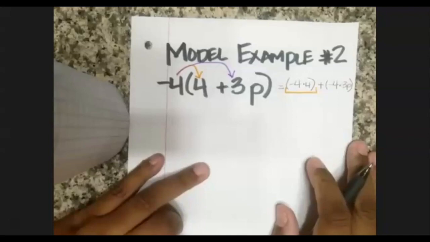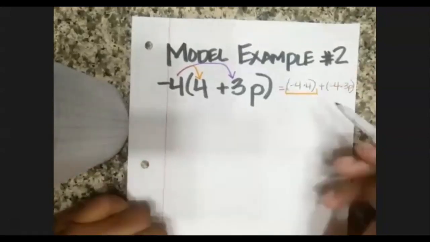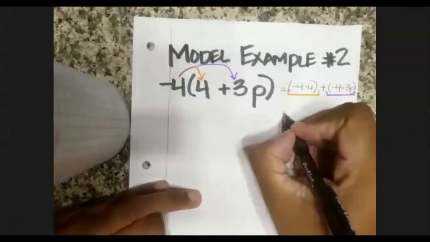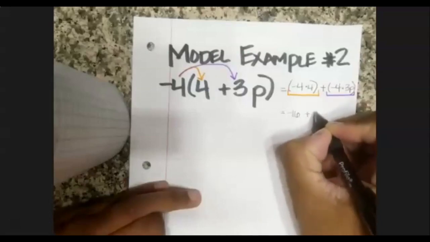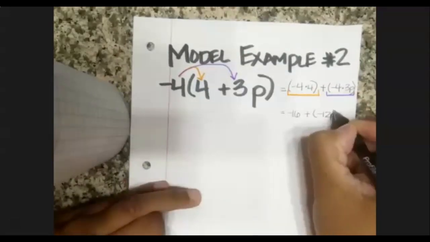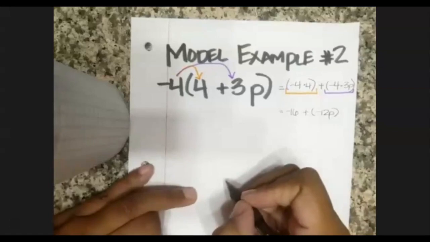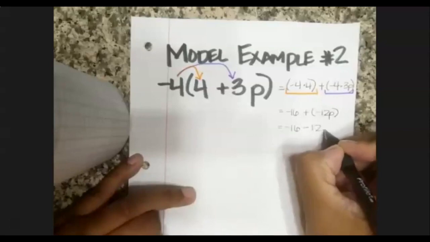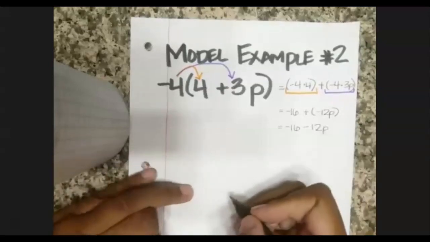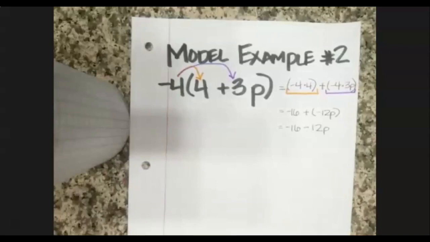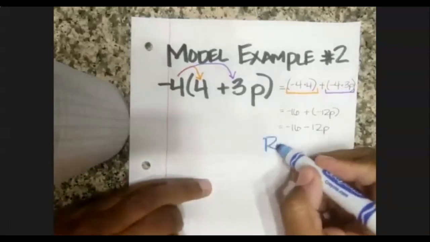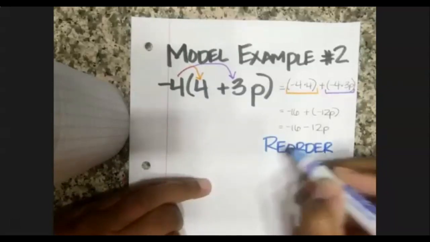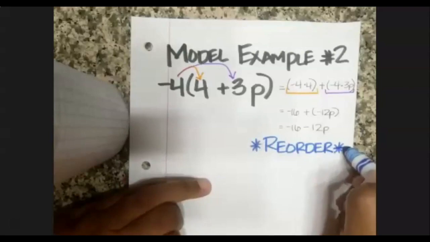Now I'm going to simplify. And this next step is the step, remember, that you can skip. So if you understand that first step, I'm sorry, is a step you can skip. So if you understand the -4 times 4 is going to give you the -16, you can go ahead and write that. You don't have to write that multiplication step there. That's just to make sure that we understand where these numbers are coming from. So I have -4 times 4, which gives us -16, and -4 times 3p, which gives us -12p.